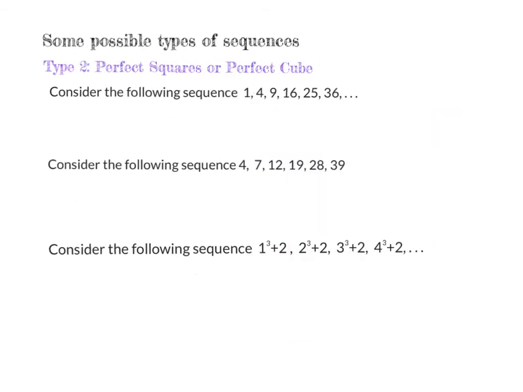Some possible types of sequences. Now type 2, perfect squares or perfect cubes. Now you can take some time to copy down the questions by pausing the video, or you can write down the questions after you finish watching this part of the video. Now let's consider the following sequence: 1, 4, 9, 16, 25, and 36.